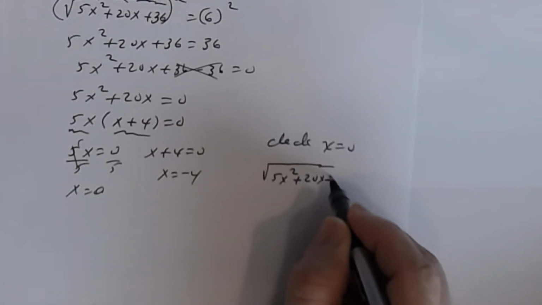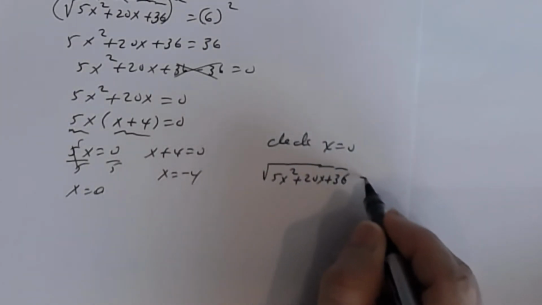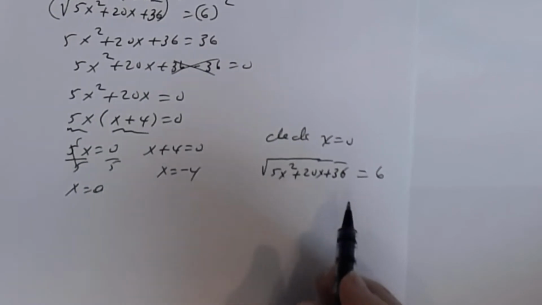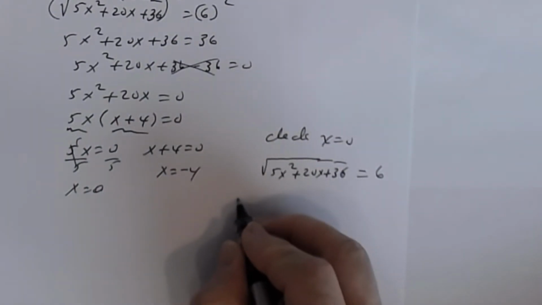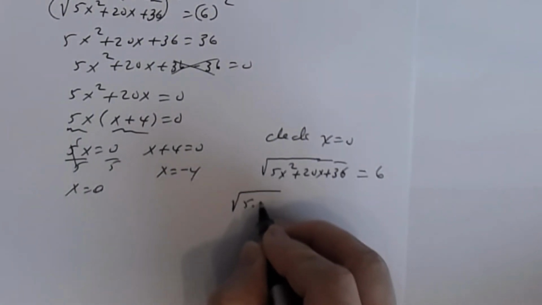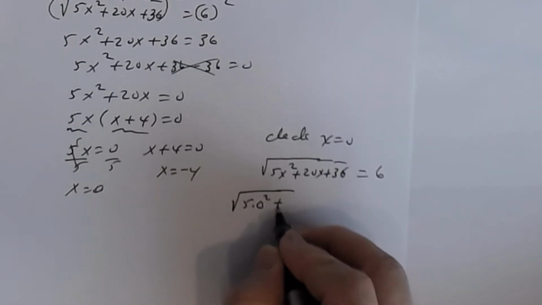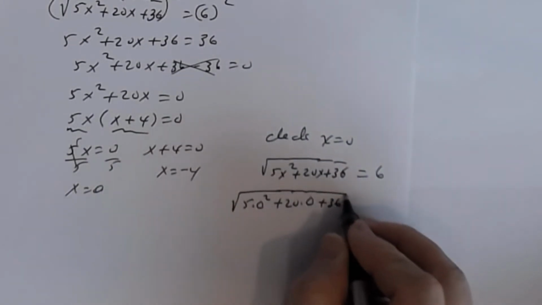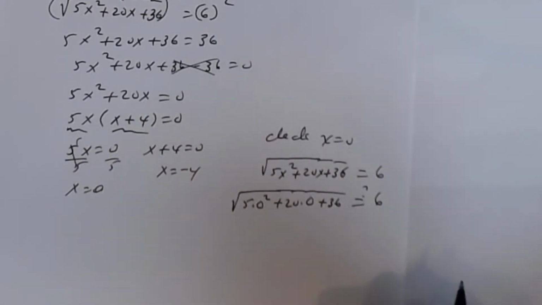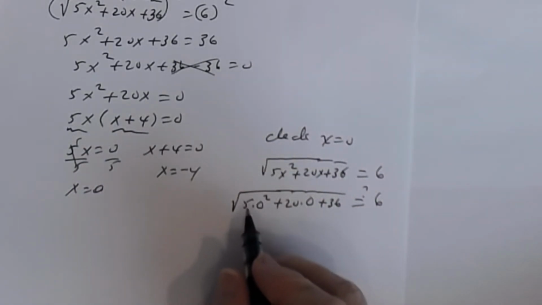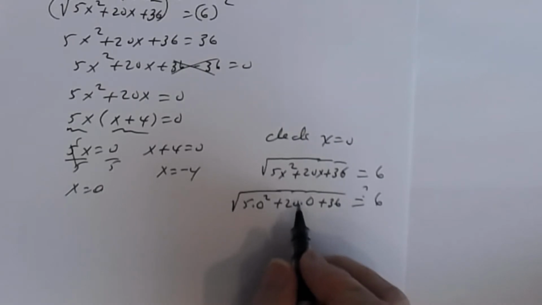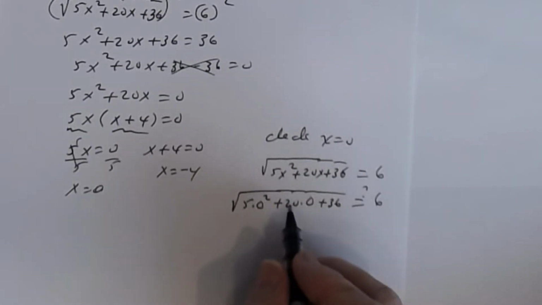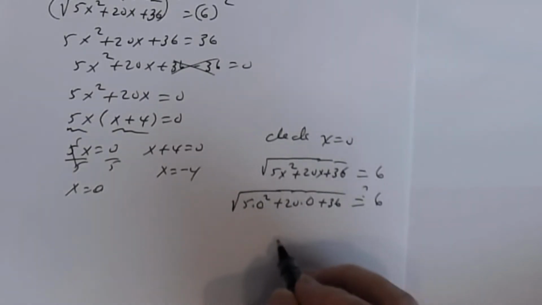Okay, and wherever I see the variable, I'm going to substitute 0. So I get the square root of 5 times 0 squared plus 20 times 0 plus 36. And I want to see if that's going to equal 6. Well, 0 squared times 5 is 0. 20 times 0 is 0. So all you're left with is 36. 0 plus 0 plus 36 is 36.